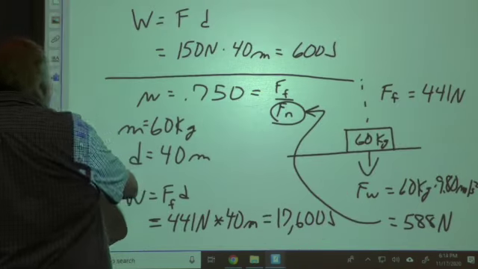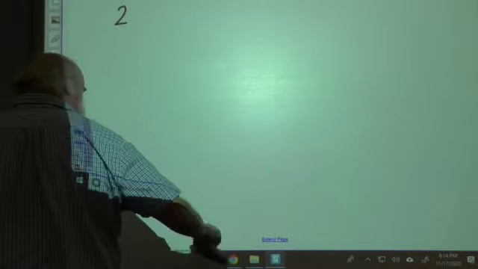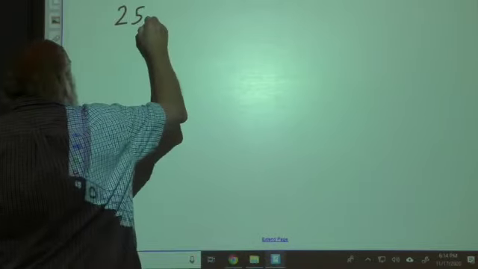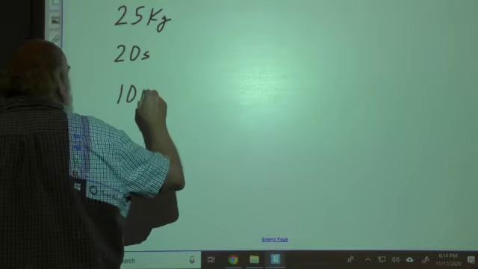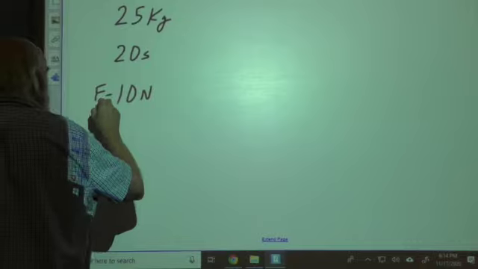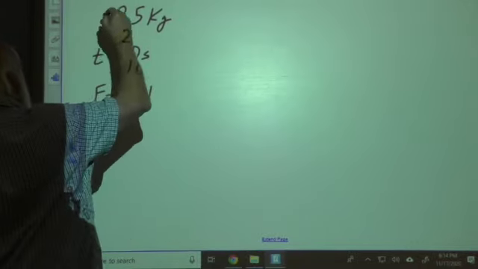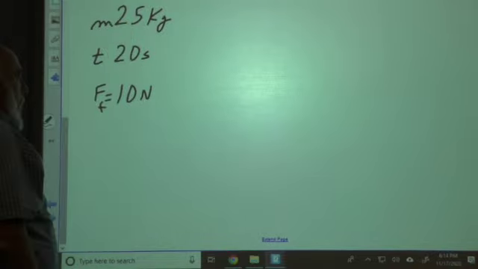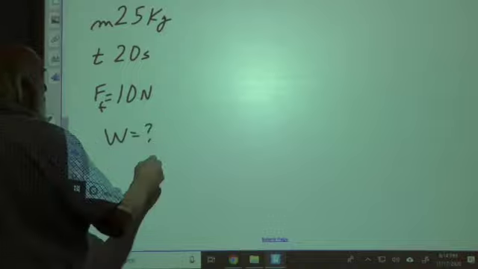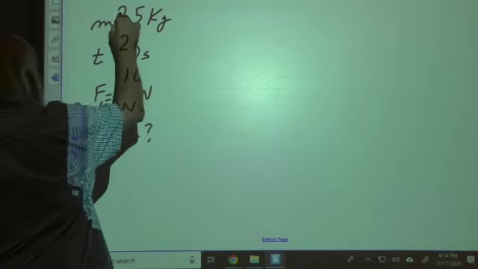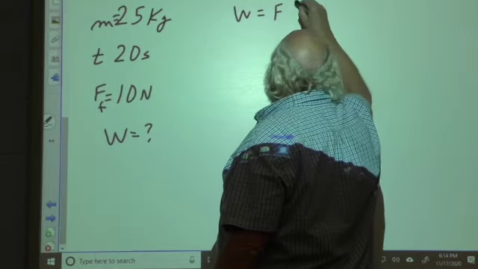All right, 20 seconds and 10 newtons of force. So that's our force forward. This is our time, of course. And this is the mass. And the question we have here is, what is the amount of work being done by this? Well, work is force times distance.